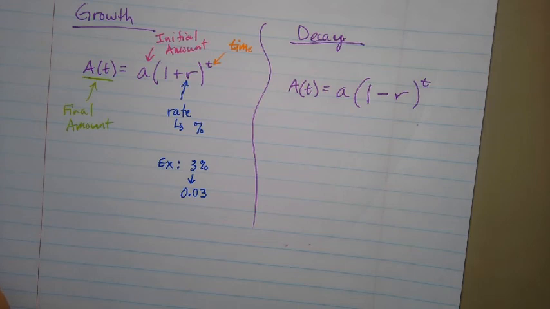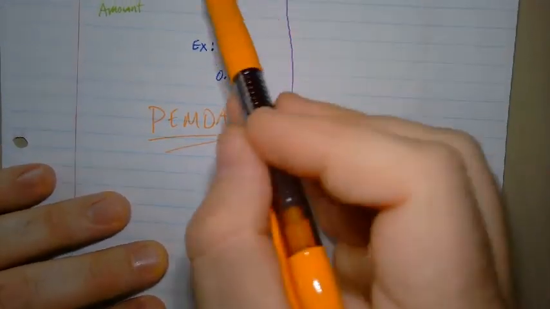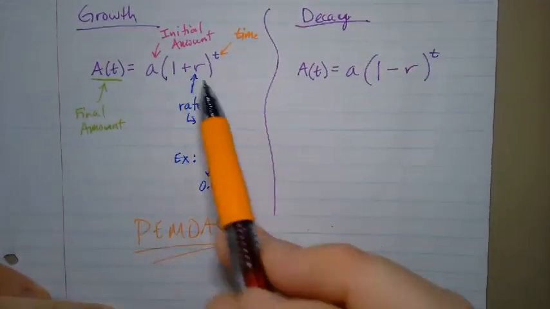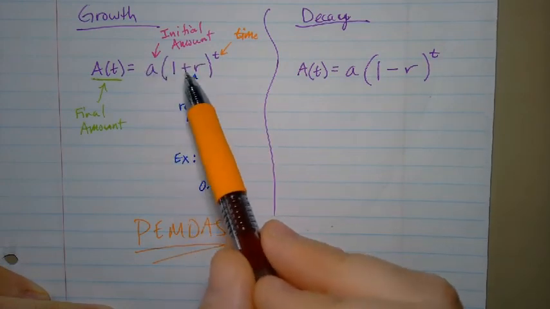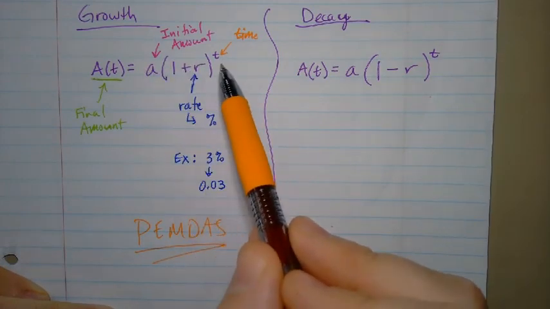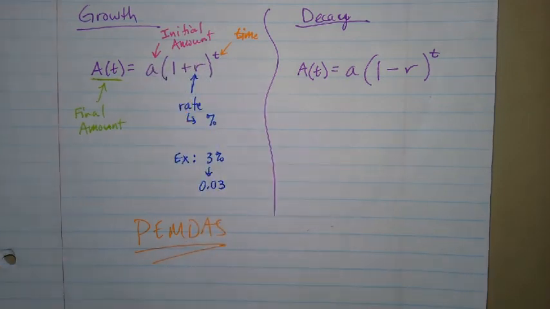One thing I want to say too, don't forget about PEMDAS, order of operations. Okay, don't forget about PEMDAS. When you have these formulas, you do the exponent piece first. Do not multiply a by this value and then apply the exponent. Exponent comes before multiplication.